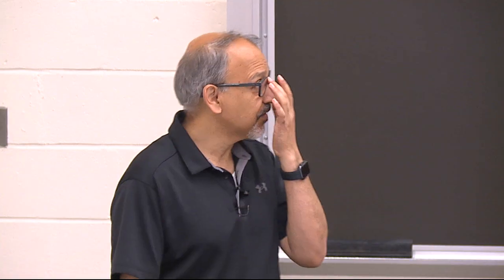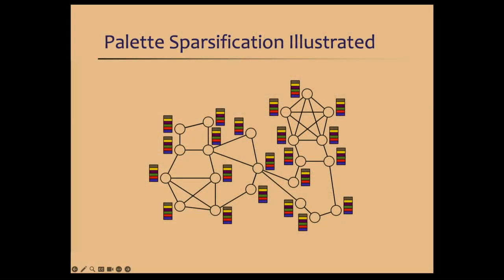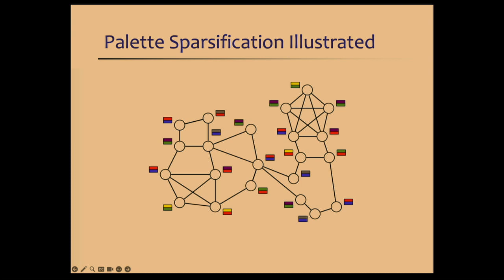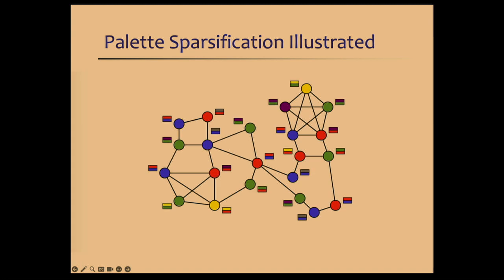Okay, so here is just a simple illustration. You have a graph where delta is 5, so the coloring palette is of 6 colors, and the palette sparsification theorem says let's reduce the coloring palette down to order log n colors. So it's 2 in this example. And then if all goes well, as the theorem predicts, you find a coloring where every vertex is confined to using only one of its sampled colors. Okay, so that's the palette sparsification theorem. And that's at the heart of these algorithms.